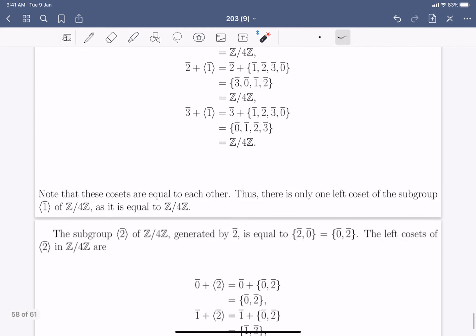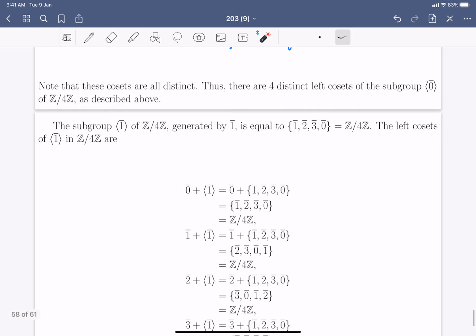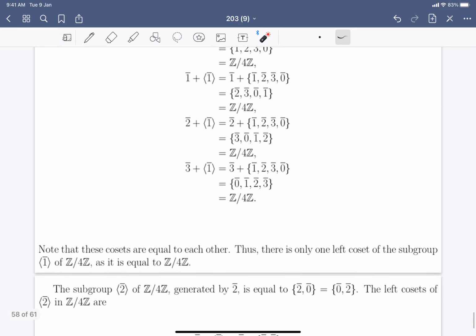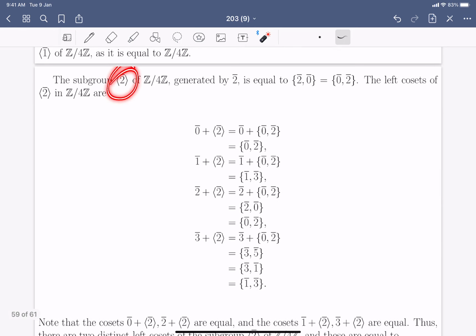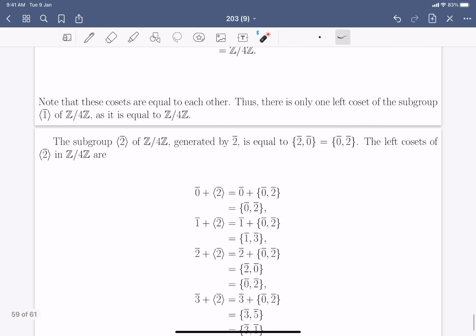Okay, sorry, where were we? So there is exactly one left coset because the subgroup is the full group Z mod 4Z. Now if you look at 2 bar, the subgroup that you get is no more the full group. It's got exactly 2 elements, so its size is half of the size of the group that we had.